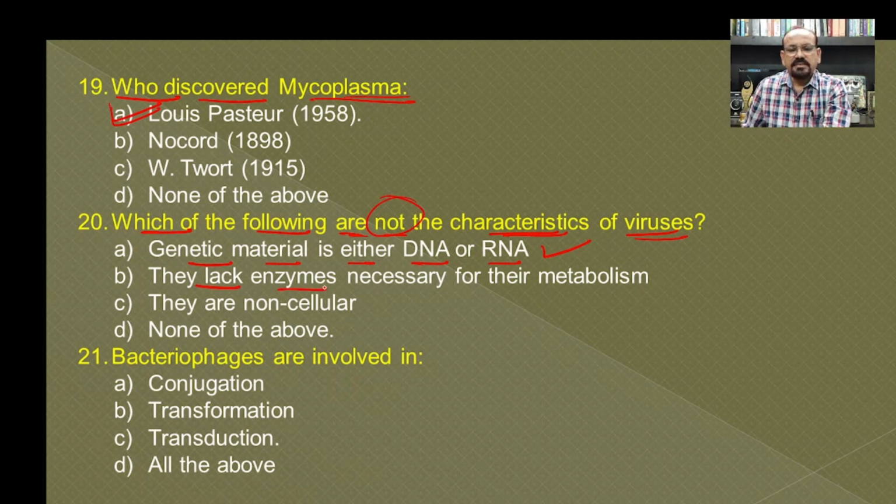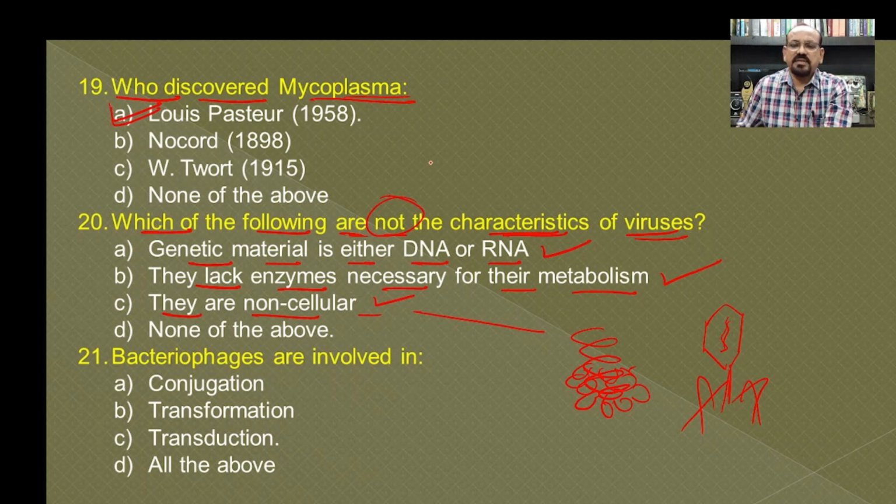Then they lack the enzymes necessary for their metabolism. This is also correct, and hence the viruses use all the metabolic machinery of the host cell. Then they are non-cellular. If we see the tobacco mosaic virus, then again this structure is not cellular, and even if we see the bacteriophage, then again this structure is not cellular, and hence this is also a characteristic feature. Hence, since none is not a characteristic feature, none of the above becomes the answer.